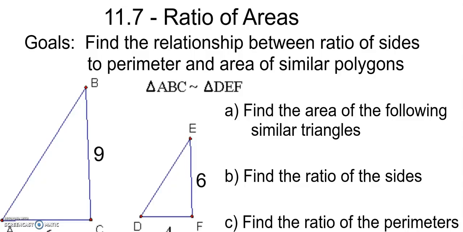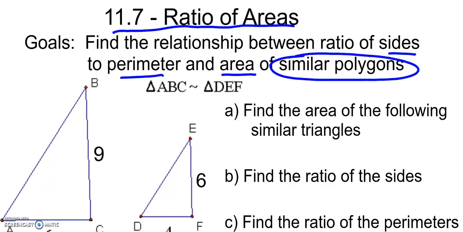Hello everybody, welcome to the 11.7 video over the ratio of areas, which is the last section we're going to be doing in chapter 11. And our goal is to find the relationship between the ratio of sides and perimeters and areas, specifically of similar polygons. And if we have similar polygons, the relationship is a little easier than if they are not.